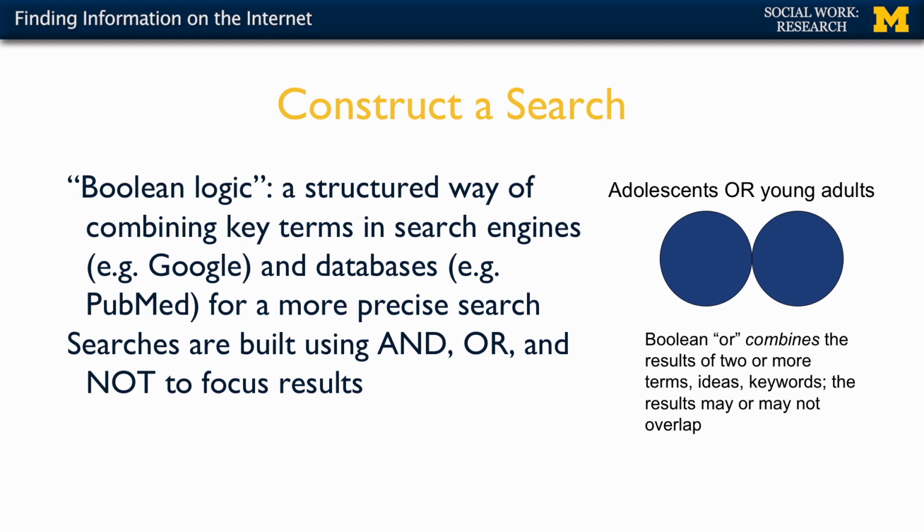In this example, adolescents or young adults, I'm looking for information that will capture the population between the ages of 13 and, say, 30. So I want results that have either, not necessarily both.